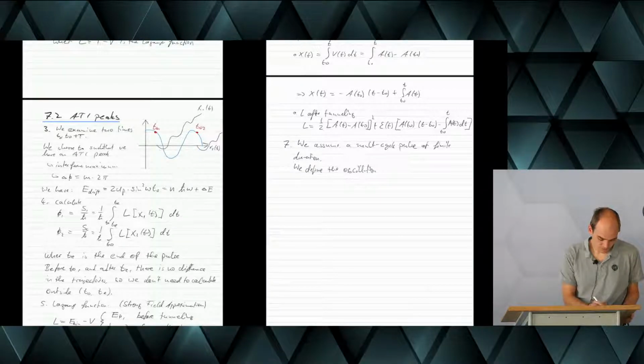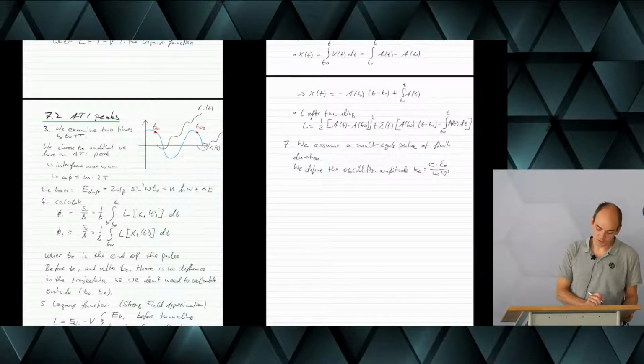Oscillation amplitude: alpha naught equals E times E naught divided by m omega squared.